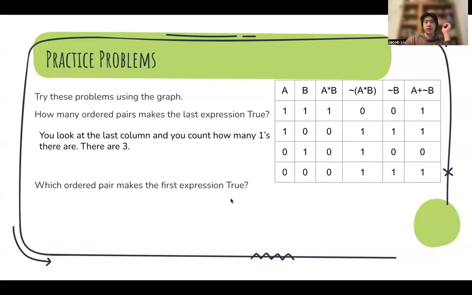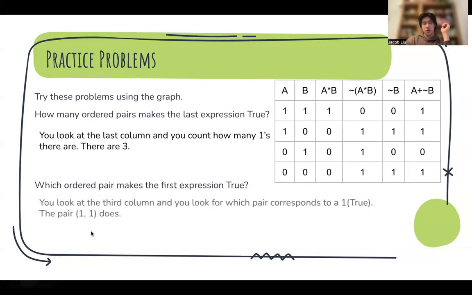Which ordered pair makes the first expression true? Which ordered pair makes A and B true? Ordered pair would be 1, 1, because A is 1, B is 1.